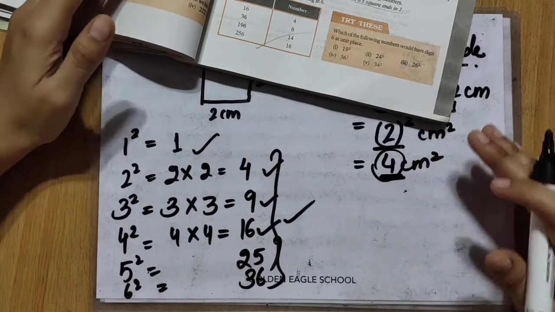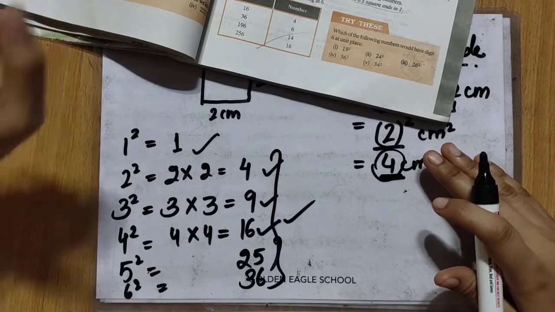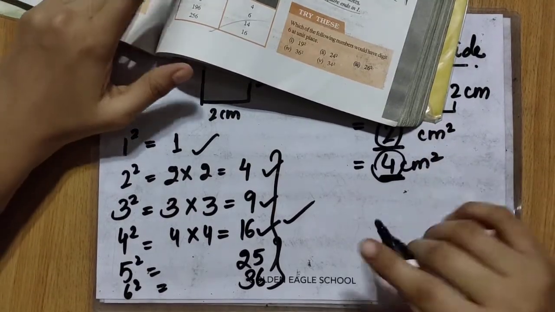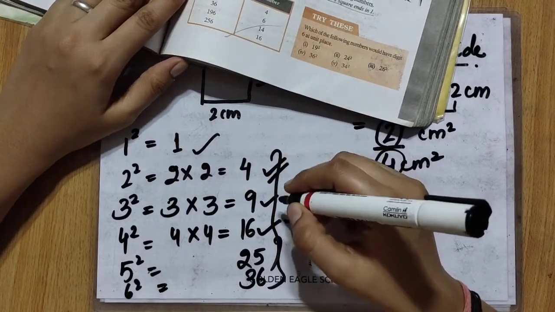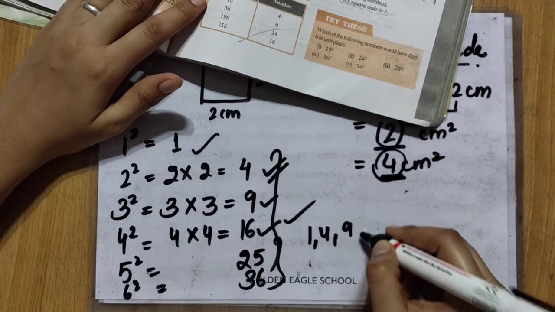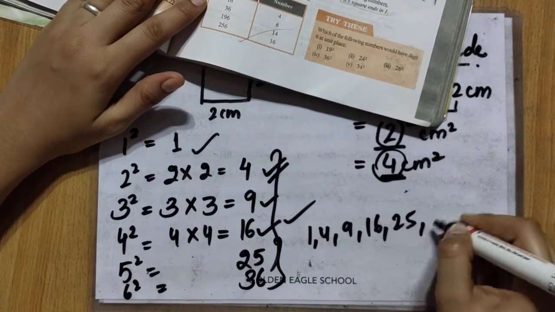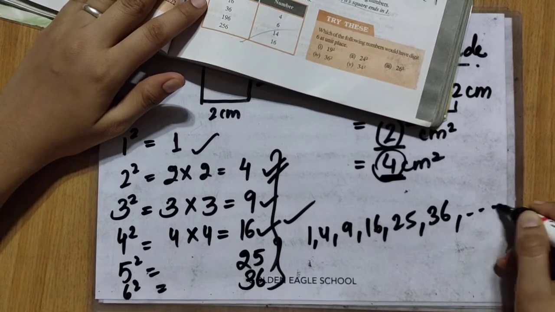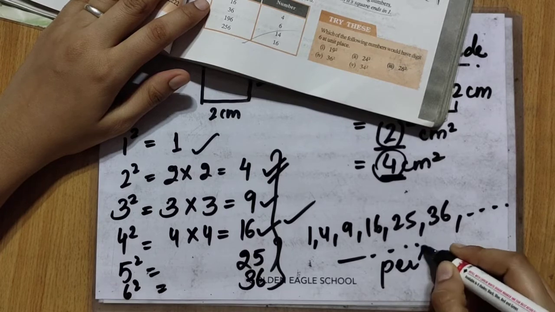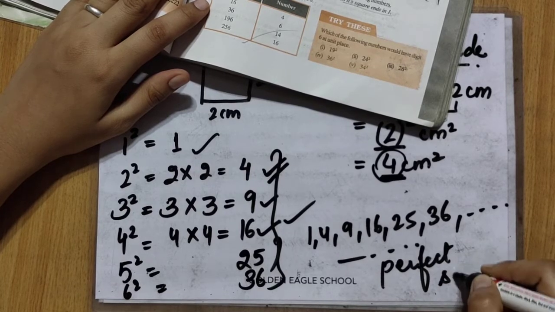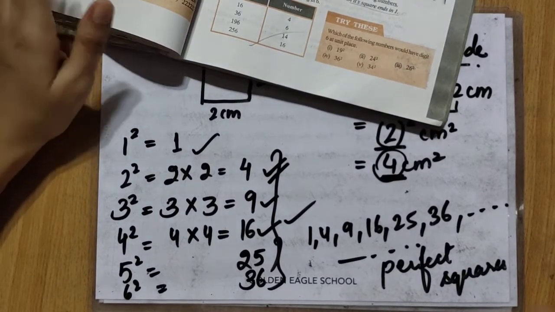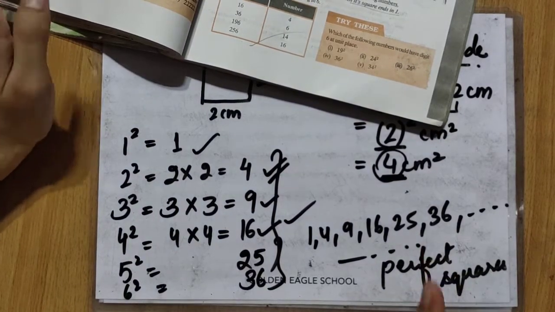These are all known as square numbers. All the numbers which are squares of some number are known as square numbers. They are also known as perfect squares. What are they known as? Perfect squares. 1, 4, 9, 16, 25, 36, etc. There are many numbers. These are known as perfect squares because they are squares of a natural number.